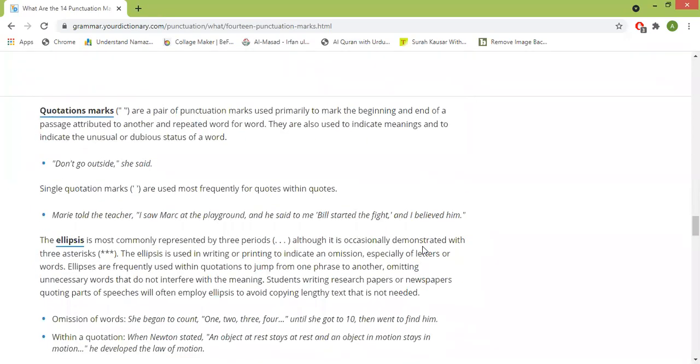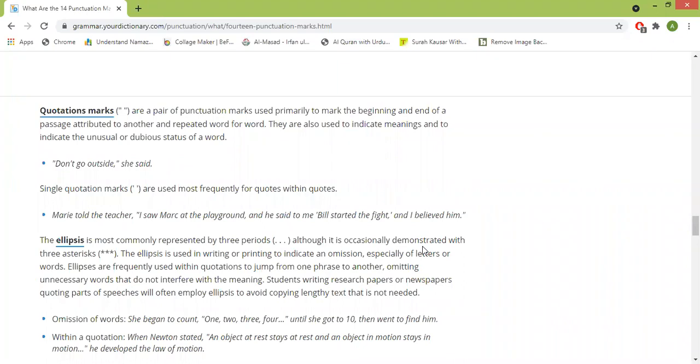Okay, next is quotation marks. Quotation marks are basically used when we write direct sentences, direct speech, when we are conveying someone's message directly. For example, "Don't go outside," she said. So in this sentence, we are conveying the message of the girl as it is. So we are quoting her words. That's why we use quotation marks.